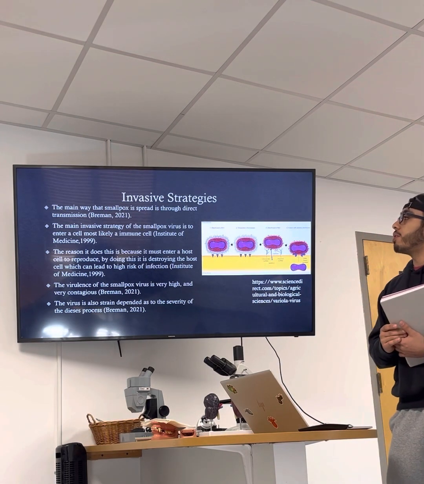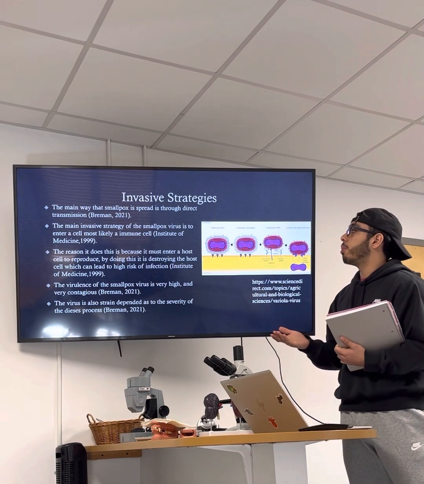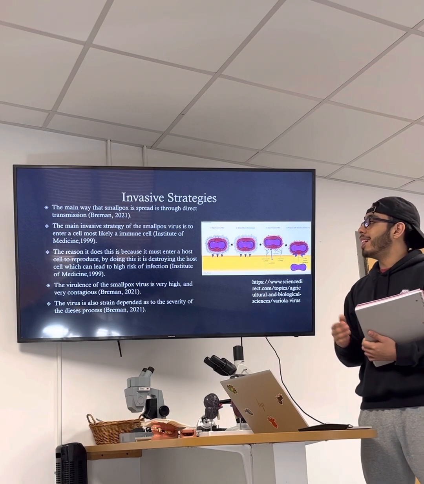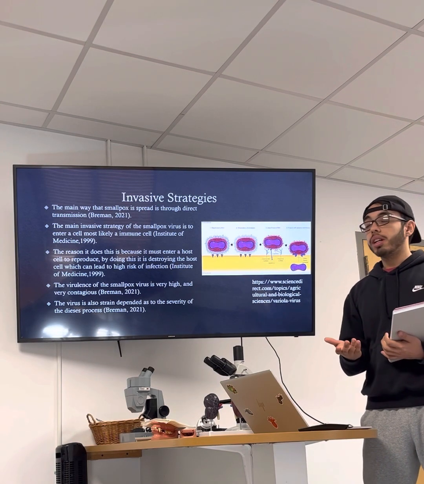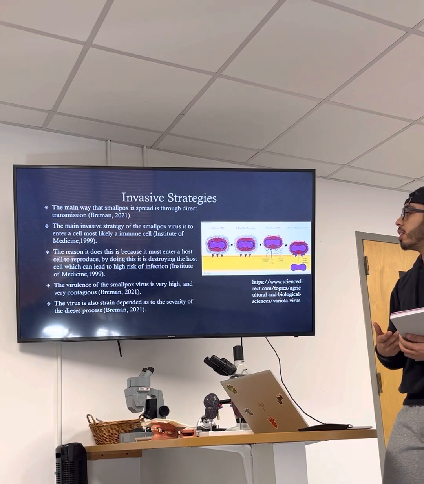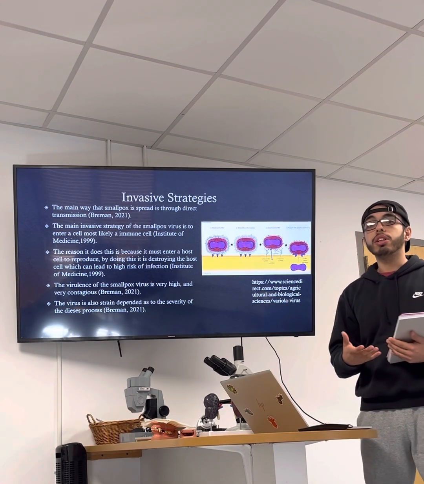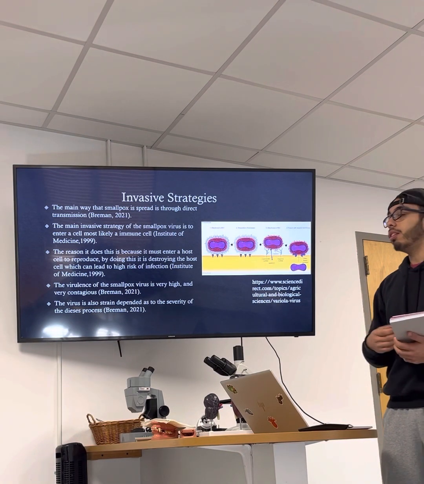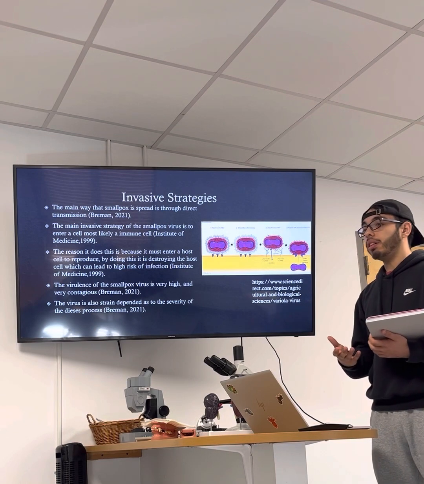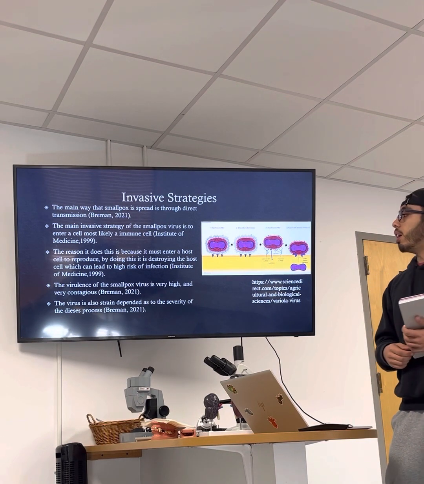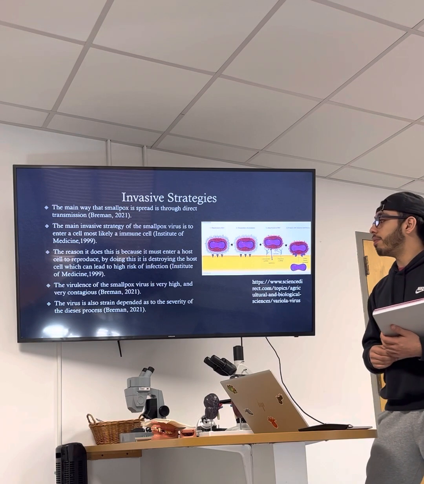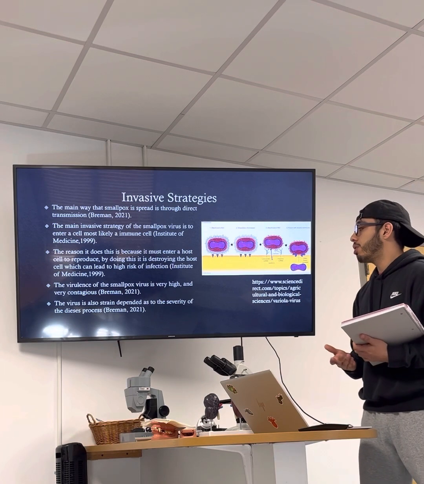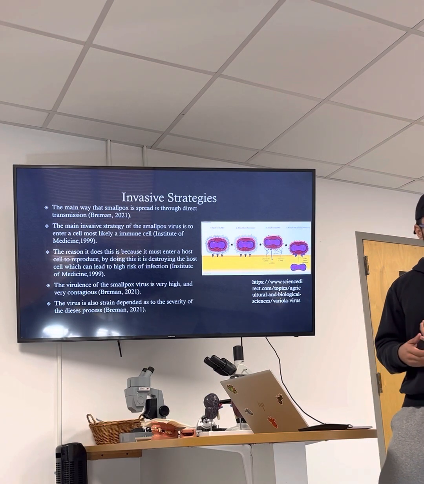So some of the invasive strategies. The main way that smallpox is spread is through direct transmission. The main invasive strategy of smallpox is to enter one of the immune cells. The reason it does this is because in order for it to reproduce, it has to go into a cell in order to spread its DNA through that cell. But in doing so, it ends up killing that particular cell. The virulence of smallpox is very high and very contagious. The virus is also strain dependent, so the severity depends on the strain.